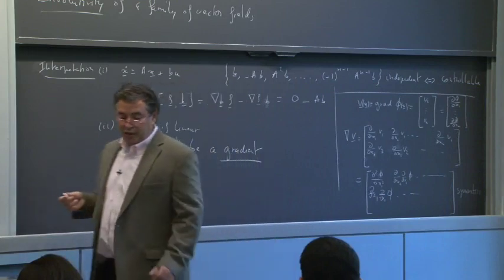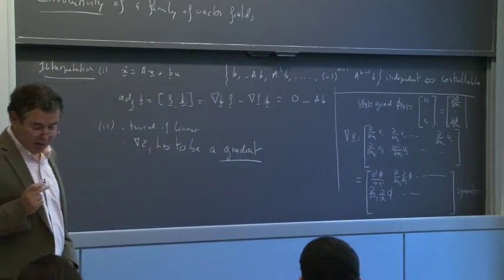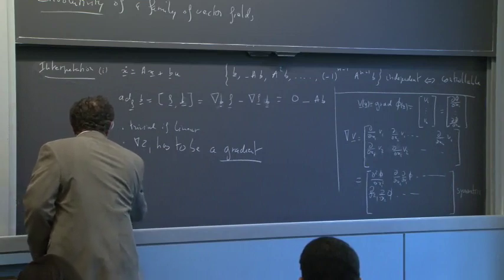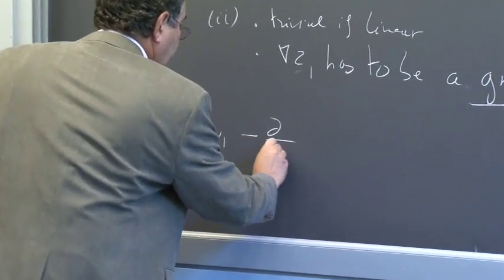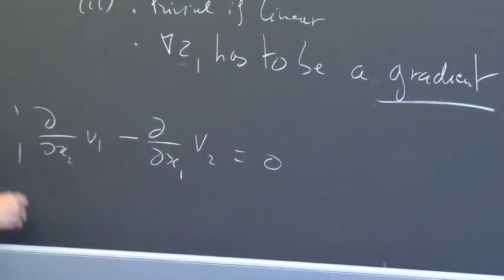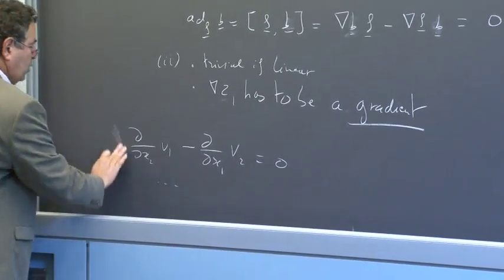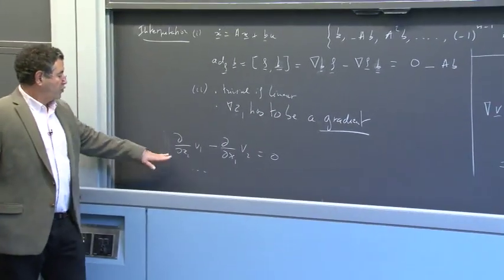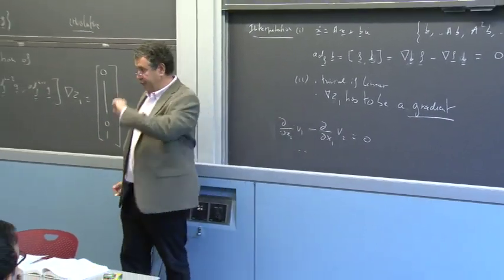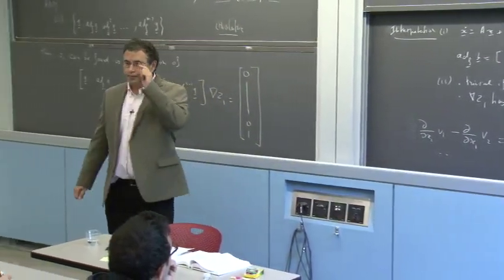So what does it say that this matrix is symmetric? If we get back to v1 and v2, it says that d over dx2 of v1 minus d over dx1 of v2 is 0, and so on. If you take d over dx2 of v1 minus d over dx1 of v2, you get 0, and it would work with other indices as well. All right?